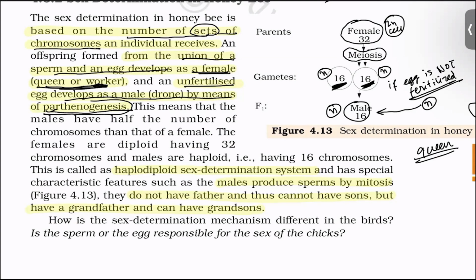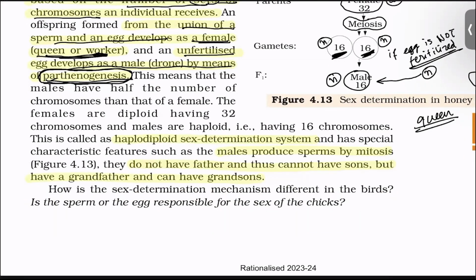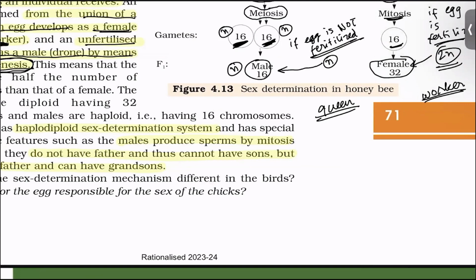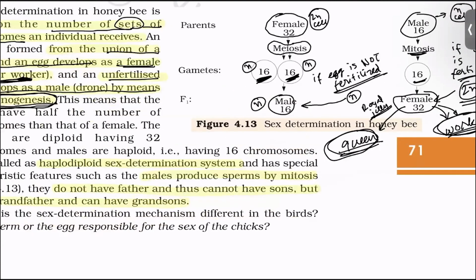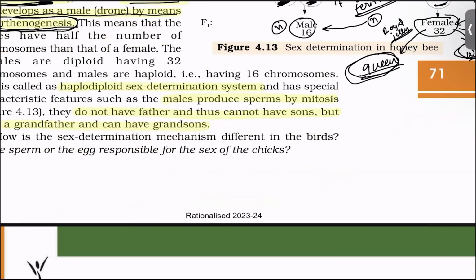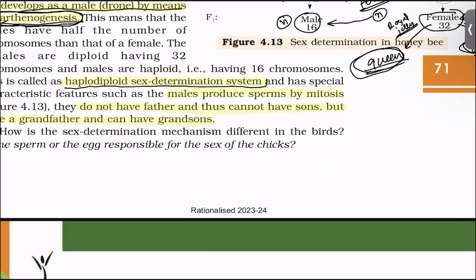So this is an important question: in which organism is male developed from parthenogenesis? The answer would be honeybee. Further, based on their diet, those who feed on royal jelly will turn out to be a queen, and those who feed normally will turn out to be worker bees. That is a different part and is not that important, but in honeybee, the sex determination depends on sets of chromosomes. This is important, and this system is known as haploid diploid sex determination system.